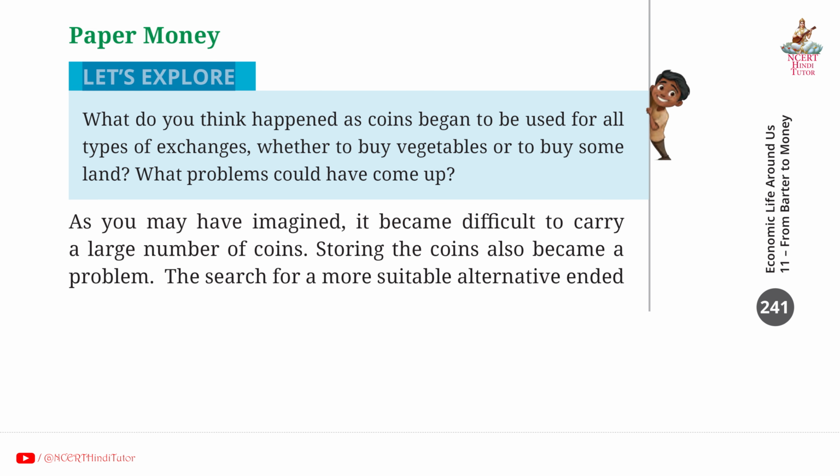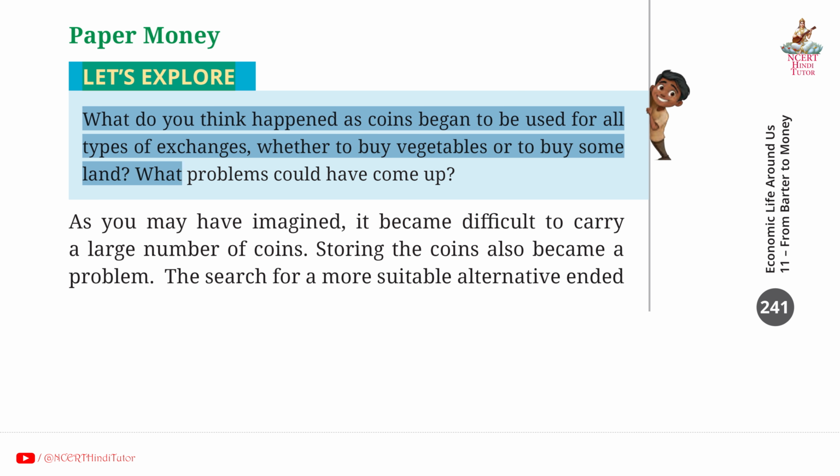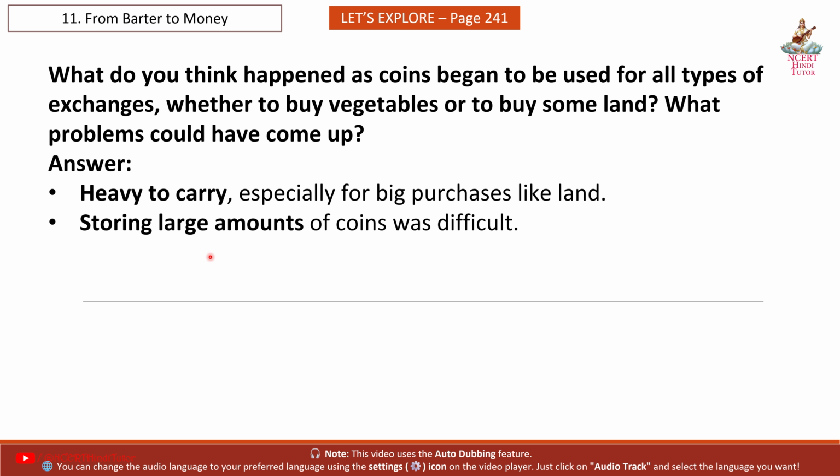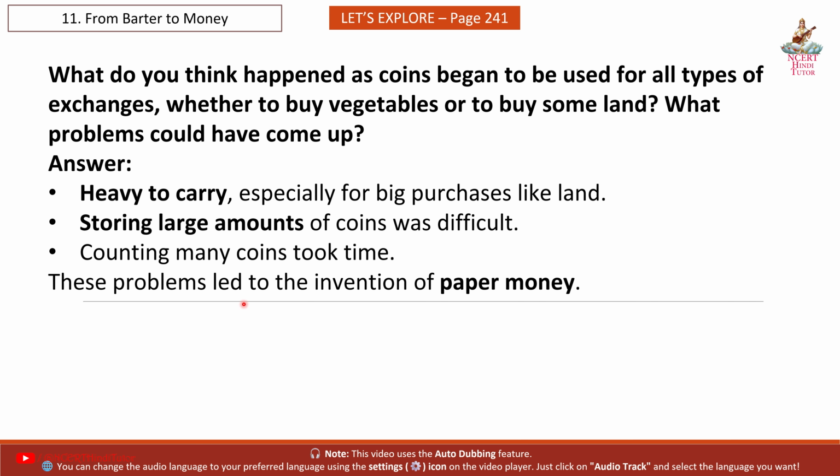Let's explore page 241. What do you think happened as coins began to be used for all types of exchanges, whether to buy vegetables or to buy some land? What problems could have come up? Answer. Heavy to carry, especially for big purchases like land. Storing large amounts of coins was difficult. Counting many coins took time. These problems led to the invention of paper money.